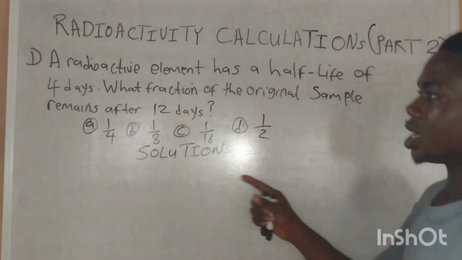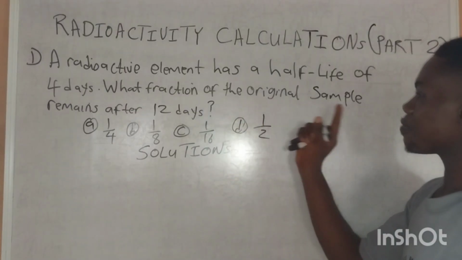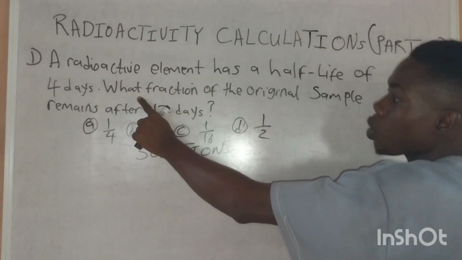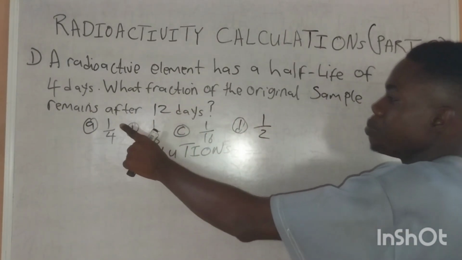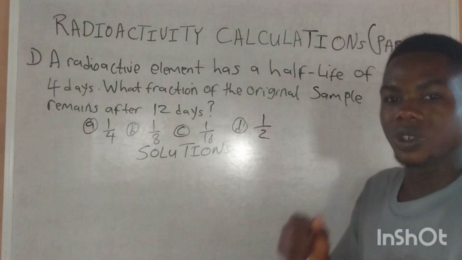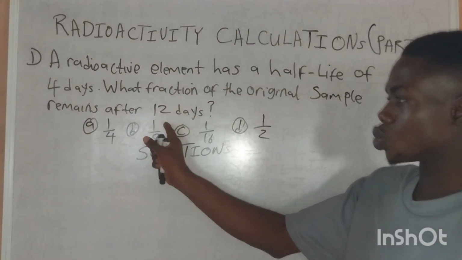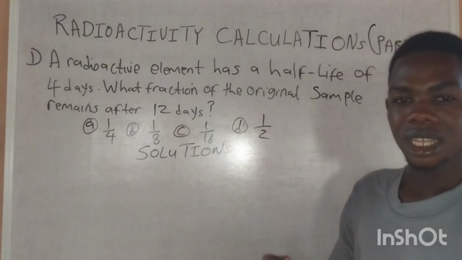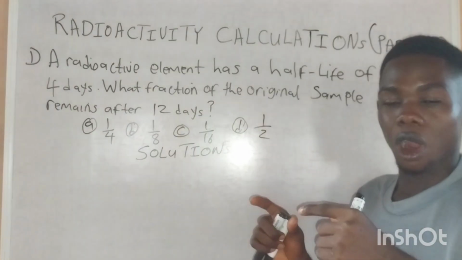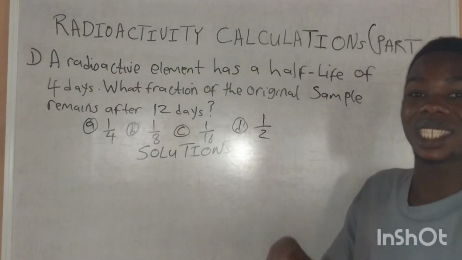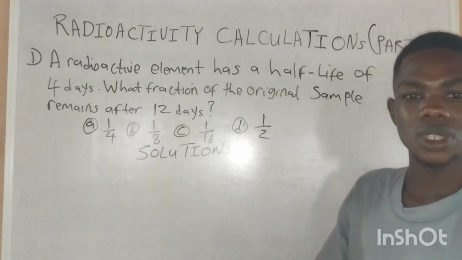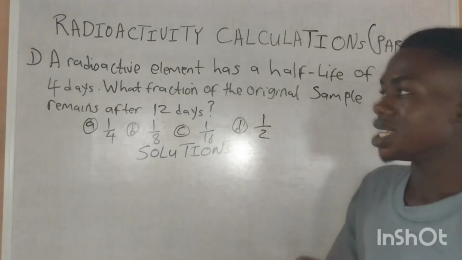Now, if you look at it very well, the question says a radioactive element has a half-life of 4 days. So the half-life given was 4 days. And the question says what fraction of the original sample remains after 12 days? So they're asking us to find the fraction remaining after 12 days. Which means there was a fraction of the particular sample that was lost, or decayed rather, under radioactivity.